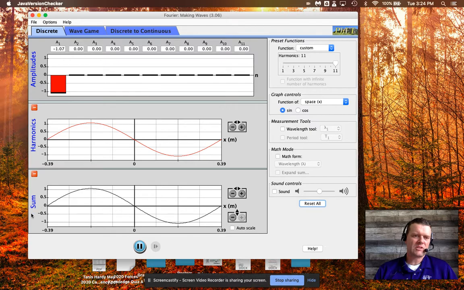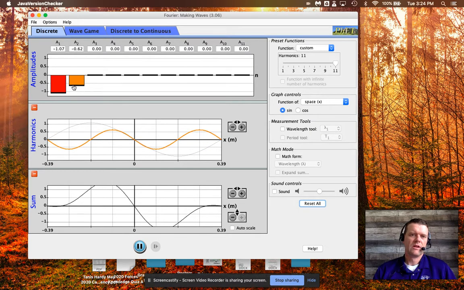Now in the bottom here, it says sum. This is showing the sum of all of the waves that I'm inputting. So I'm going to input a second wave. Now look at this. See, this second wave actually has double the number of antinodes. But the bottom is showing how those waves superimpose on top of each other.